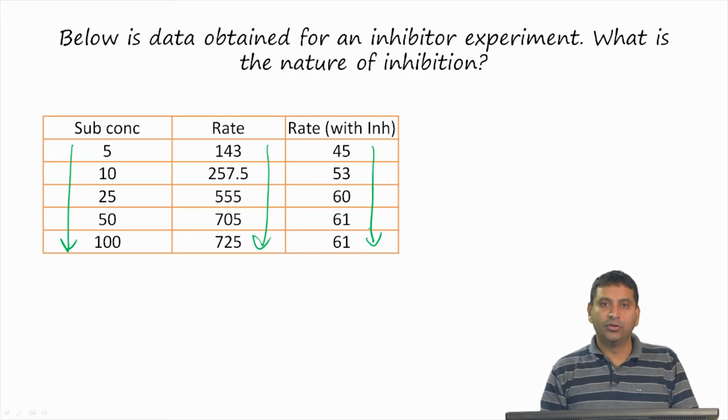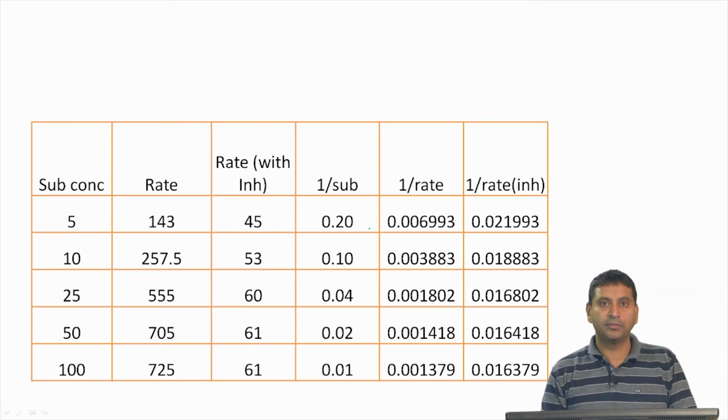Okay. So, we know that the inhibitor works because if you just look at this table, you see that the rate without the inhibitor is much higher than the rate with the inhibitor. But the question is, what is the nature of inhibition? In order to understand this, we need to derive the Lineweaver-Burk plot. For doing the Lineweaver-Burk plot, we have already looked at systematically what the steps are.